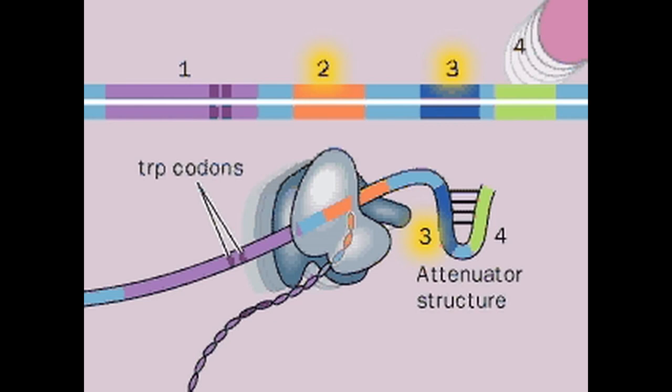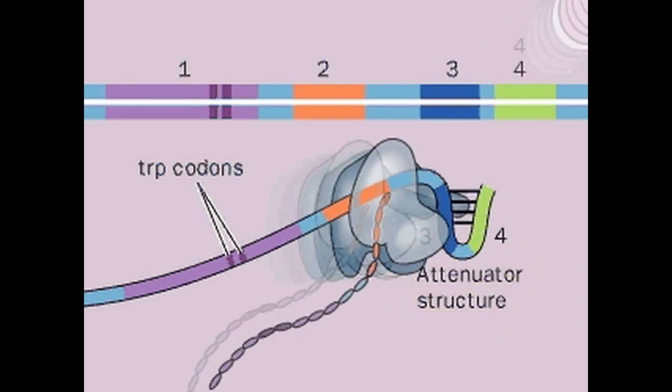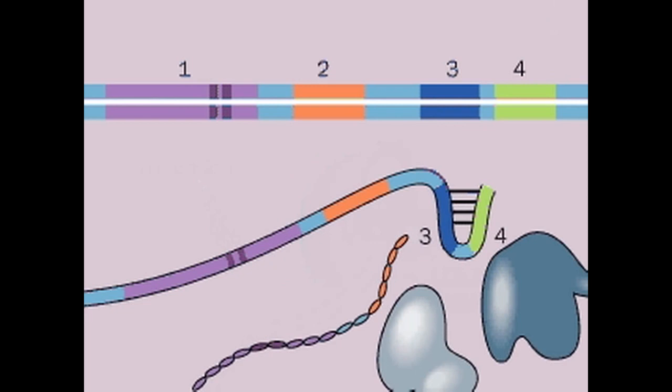As sequences 3 and 4 are transcribed, their complementary bases quickly pair, and the stem and loop lollipop acts as a termination sequence, or attenuator. The RNA polymerase dissociates from the DNA before it can transcribe the tryptophan synthesis genes. The cell has plenty of tryptophan already, so why waste energy making more?